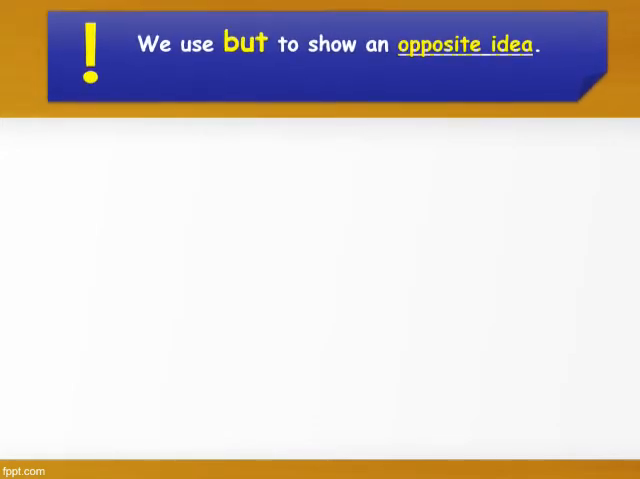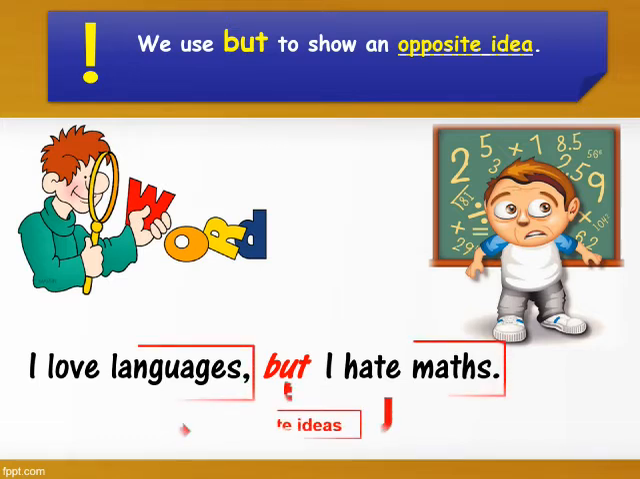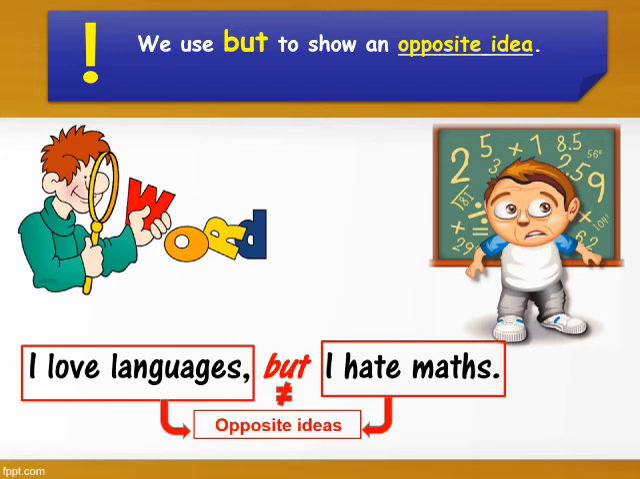We use but to show an opposite idea. An example is, I love languages, but I hate maths. You can see that in this example we have two opposite ideas: something I love and something I hate.